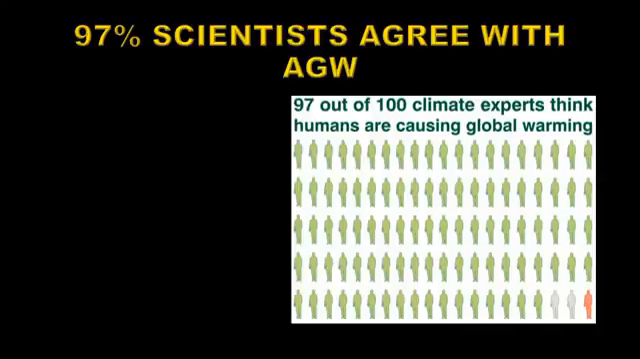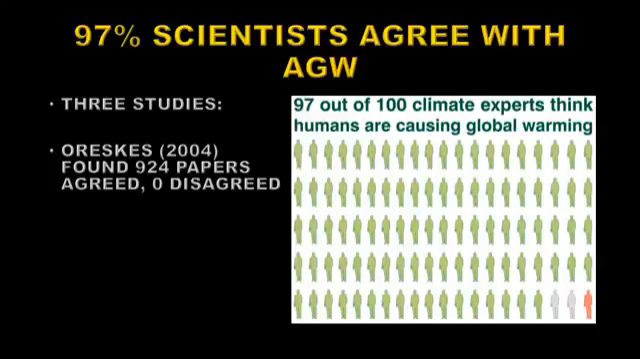We often hear that 97% of climate scientists agree with the anthropogenic global warming theory. Where does this number come from? It comes from 3 different studies. One was done in 2004 that looked at the results from 924 climate papers and found that all of them agreed with the anthropogenic global warming theory, and none of them provided any observations that disagreed with that theory.